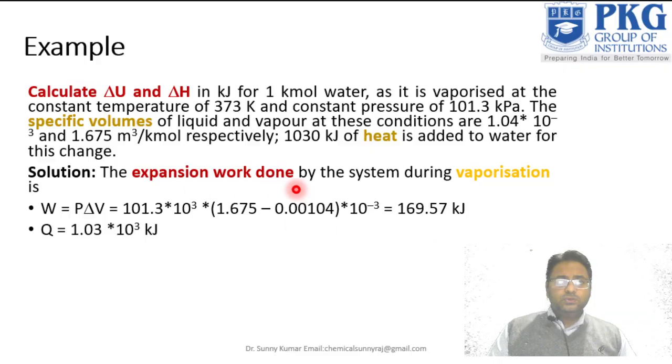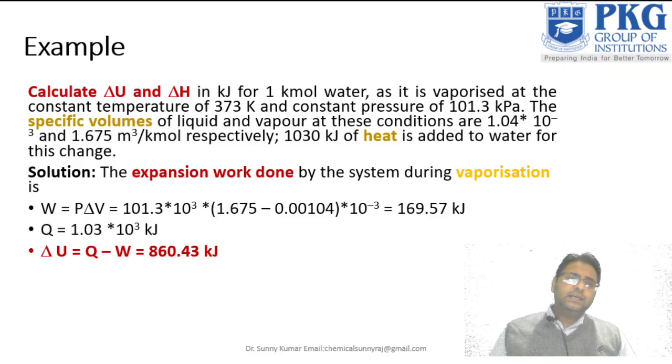And the heat added to the water is given, which is 1030 kilojoule. So you can easily calculate the internal energy by using this equation, delta U equals Q minus W. When you subtract the work done from the heat, you will get 860.43 kilojoule internal energy for the system.